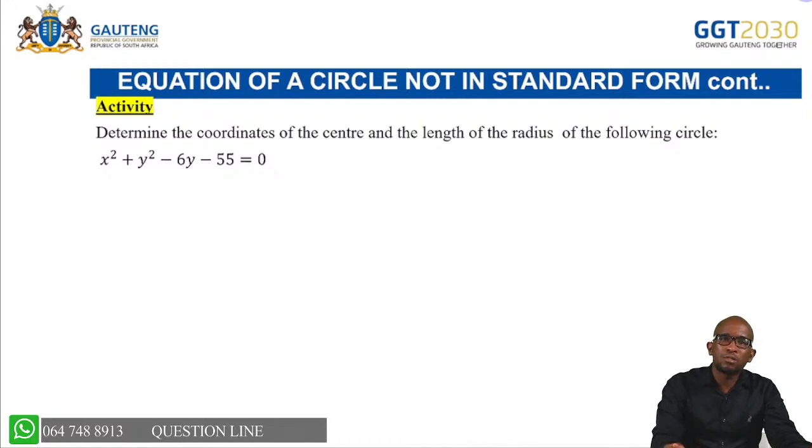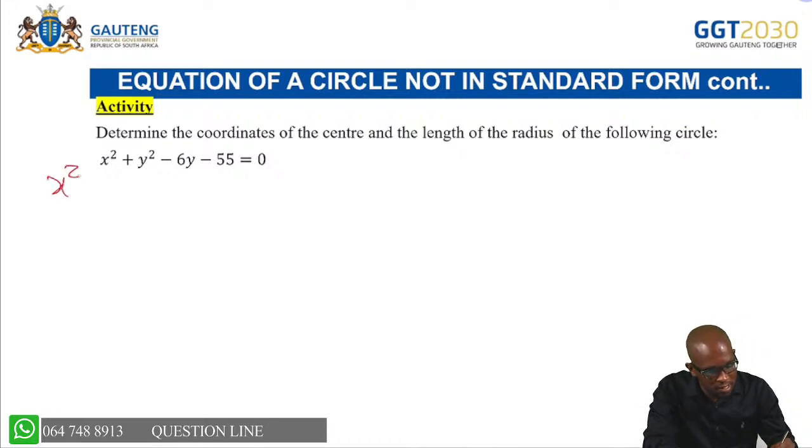Whatever you add to complete the square for x should be added as well to the right hand side. Whatever you add to complete the square for y should also be added to the right hand side. Right, let's go through this problem. Now, if you check this problem, we are given x squared plus y squared minus 6y minus 55 is equals to 0. Now, if you check the leading variable x squared, if you are to isolate this, we don't have the middle term, or rather the bx term for x, which means that this should be left as it is.